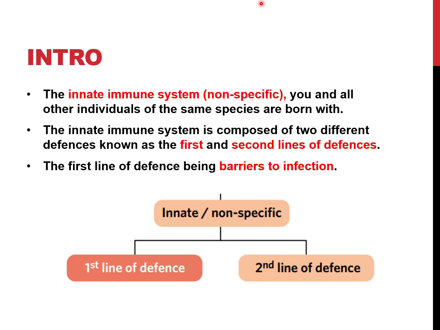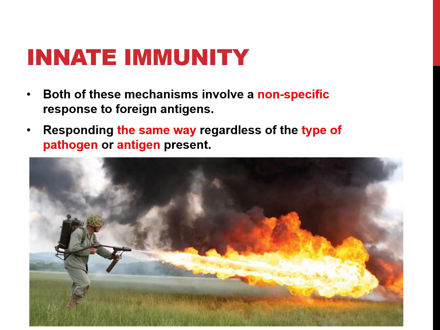Okay, it's composed of two different lines. We call those the first line defense and the second line defense. Okay, and we're going to talk about those today, and they stop you from getting infected from pathogens. So innate immunity, both of these mechanisms involve non-specific response, so it will try to destroy a pathogen like a person flamethrowing just everything in its way. Okay, there is no identifying, there is no worrying about what it is or how to destroy it. It just starts blasting. That's how I like to say it.